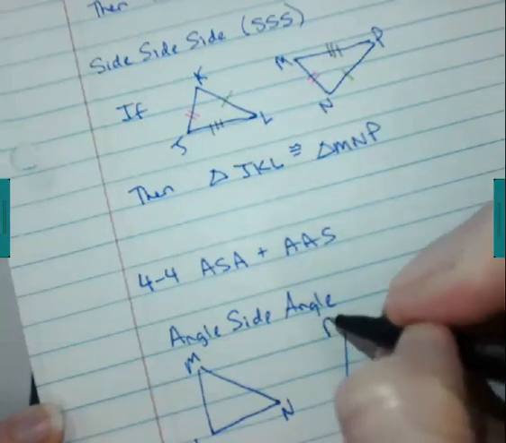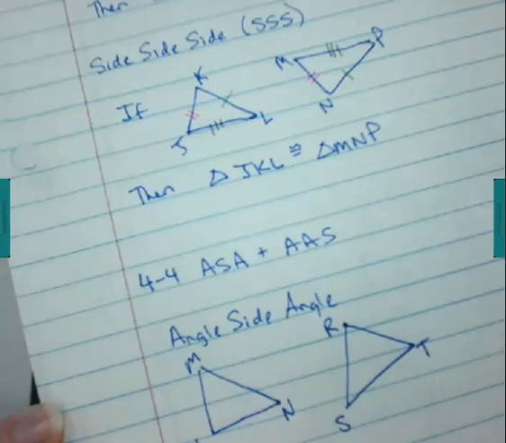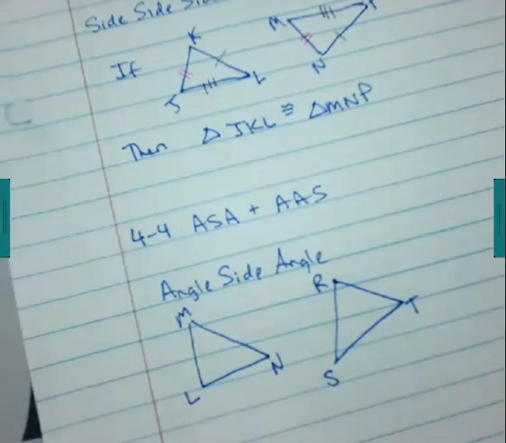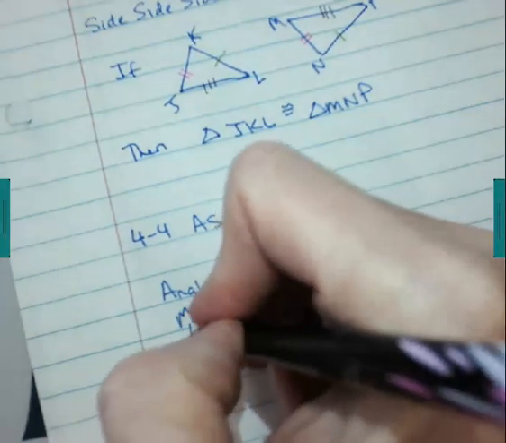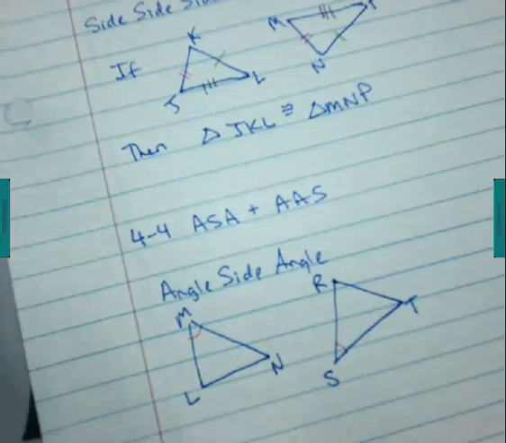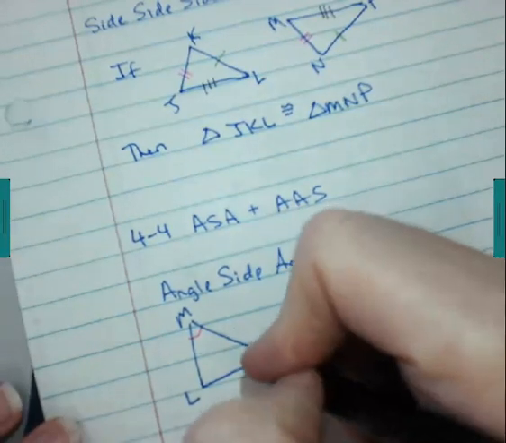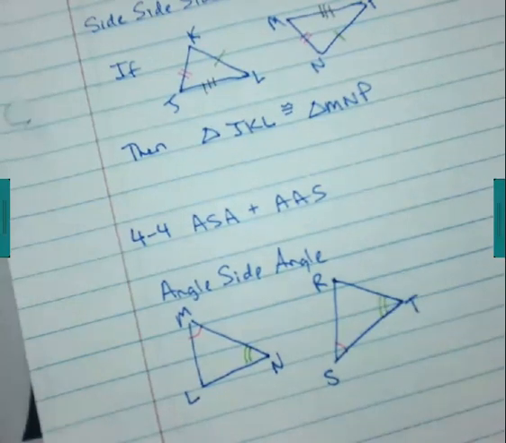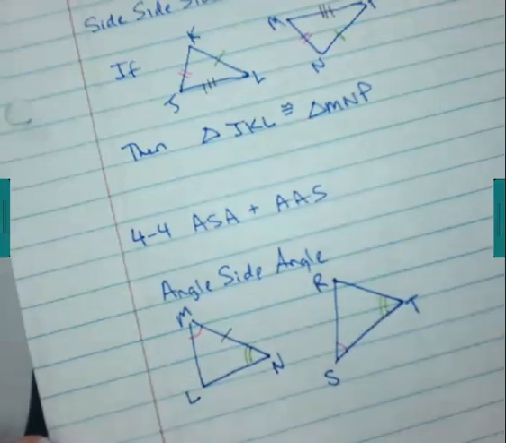So here we would say R, and then S, and then T. So for this one, what I want to look at are two of the angles. So I'm going to say that angle M is going to be congruent to angle S. And then I also have that angle N is congruent to angle T. And then we do have a side in there. And so the side is going to be MN, and that's going to be congruent to ST.